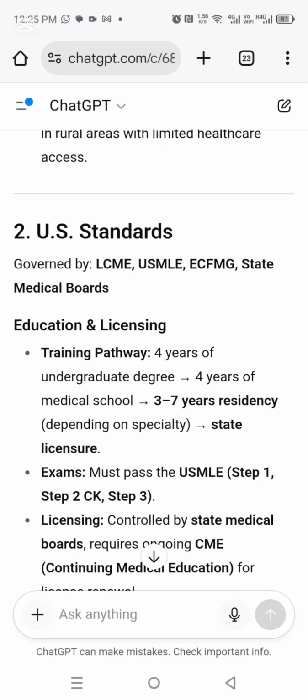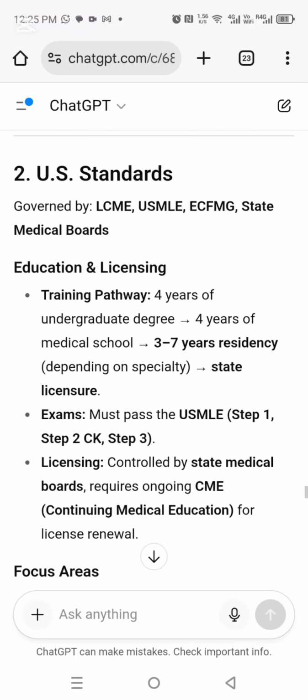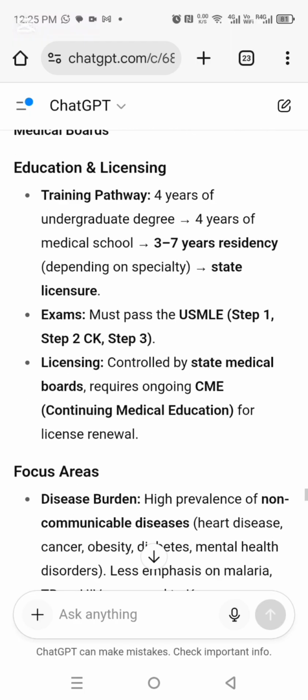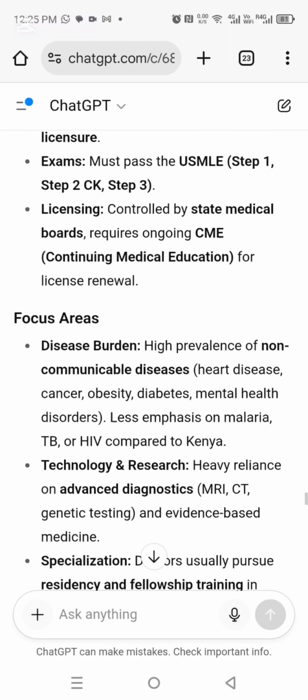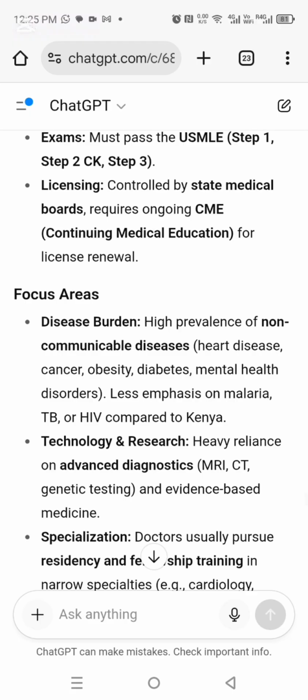So, education and licensing: training pathway, 4 years, exams, licensing. Focus area, disease burden: high prevalence of non-communicable diseases. In Kenya, we have communicable diseases, and in the US, we have non-communicable diseases: heart disease, obesity, diabetes, mental health disorders. Less emphasis on malaria, TB, or HIV compared to Kenya. And I'm telling you, even in KSA, we have non-communicable diseases.